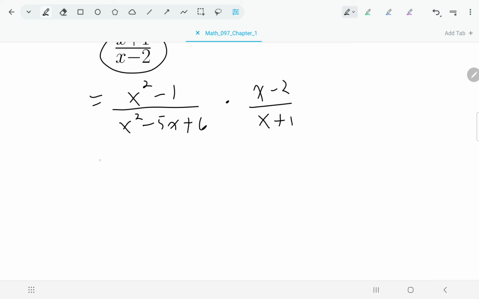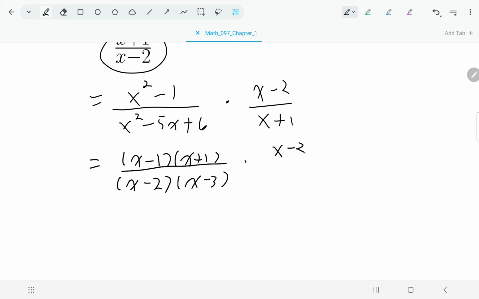All we need to do is factor our numerator and denominator for that first rational expression. So we've got a difference of squares. We have x minus 2, x minus 3. And then I notice I can do a little bit of canceling. I have x minus 2 as a factor of the numerator and the denominator. I've got x plus 1 as a factor of the numerator and the denominator. And so the only things left over now are just x minus 1 for the numerator and x minus 3 for the denominator.